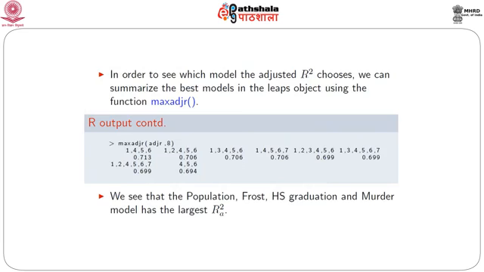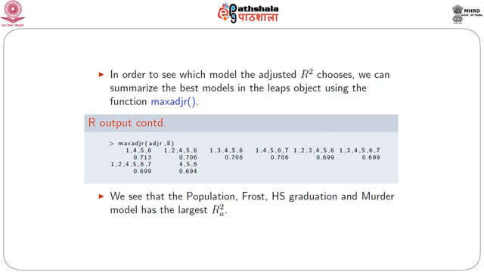Now, let us see which model the adjusted R square criteria selects. If we use the leaps function again, the default criteria is Mallows CP criteria. However, we can mention method equals adjr2, and that will use adjusted R square as the criteria for selecting the models. So, after we use the leaps function with method equals adjr2, we can obtain all the adjusted R squares for all possible 55 models.